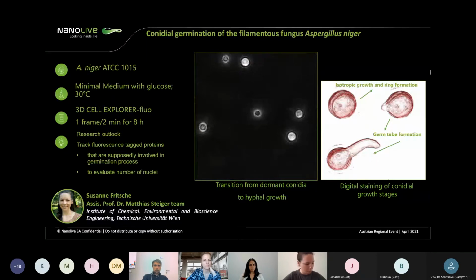So we have those spores, and they're suspended in our media, and we supply it with glucose to initiate growth.